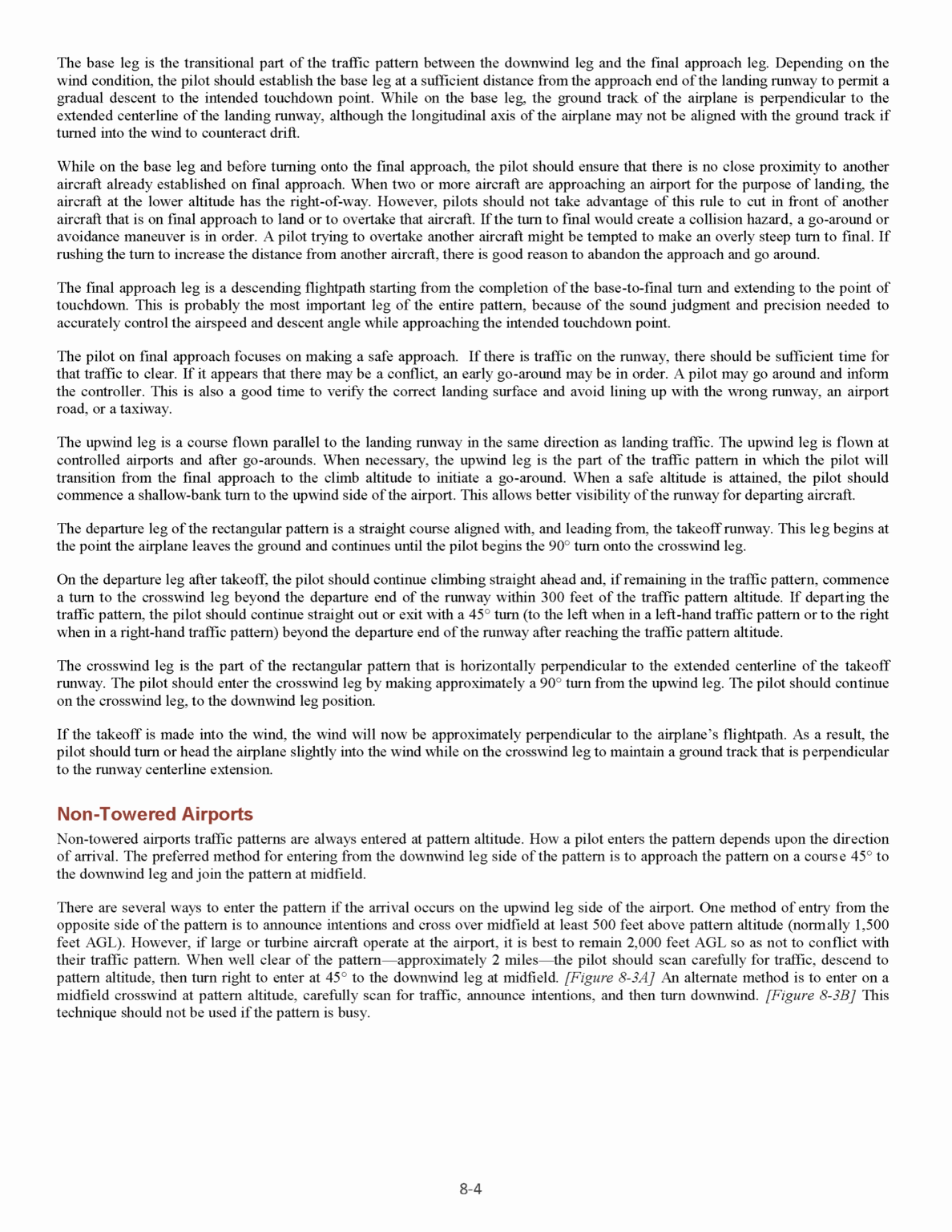The crosswind leg is the part of the rectangular pattern that is horizontally perpendicular to the extended center line of the takeoff runway. The pilot should enter the crosswind leg by making approximately a 90-degree turn from the upwind leg. The pilot should continue on the crosswind leg to the downwind leg position.